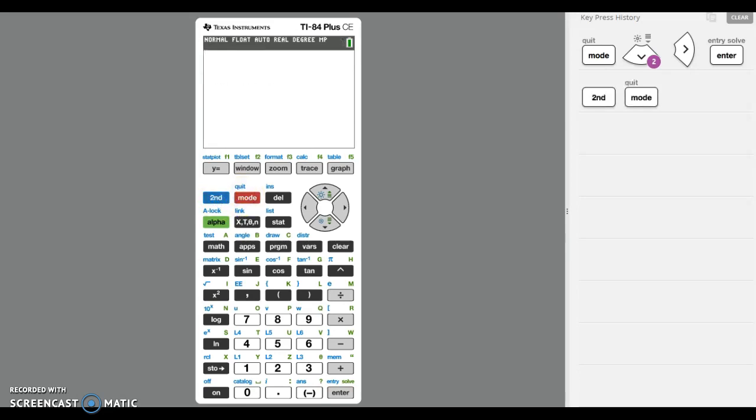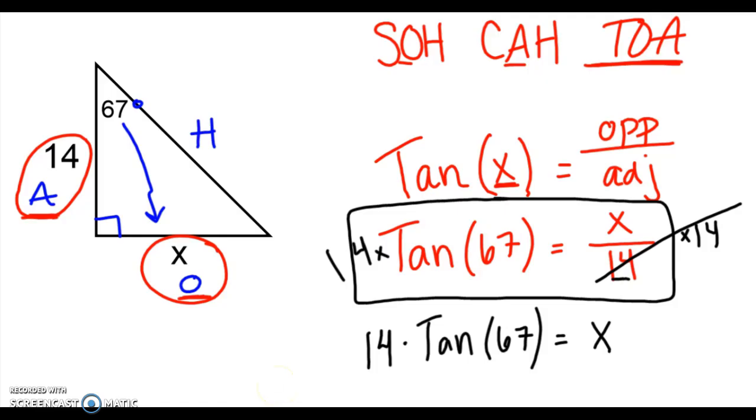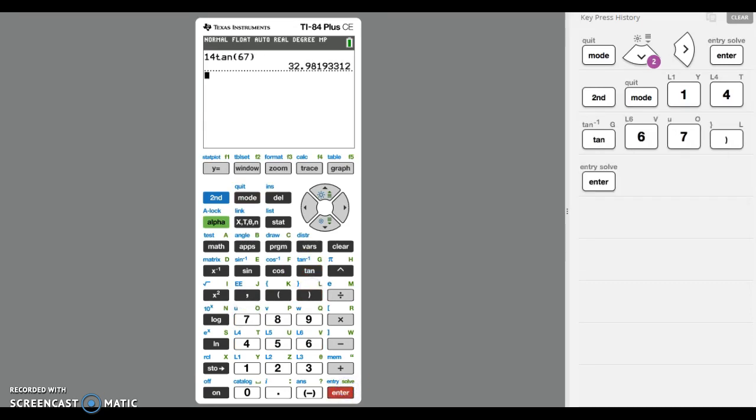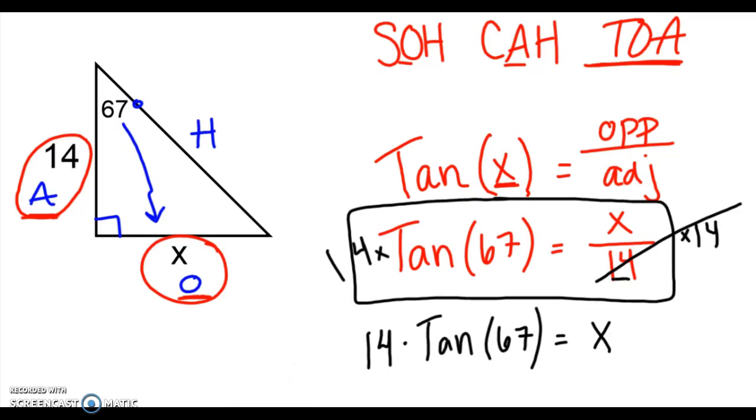So we can quit out then. Notice that we have our sine, cosine, and tangent buttons right there in the middle of our calculator. If you remember, our answer was 14 times tangent of 67, so that's exactly what I'm going to type into my calculator. I'm going to do 14 tangent 67 and press enter. That's telling me that my side length is about 32.98 units. It's not perfect, like the Pythagorean theorem or special right triangles, but 32.98 is about as exact as we can get. So our final answer for x is 32.98 units. That's our side length.